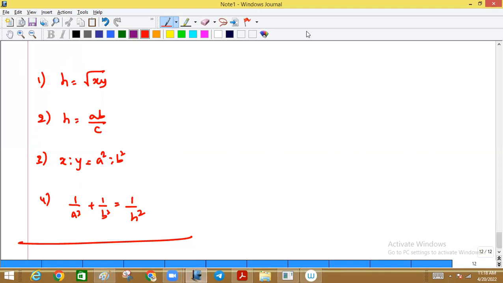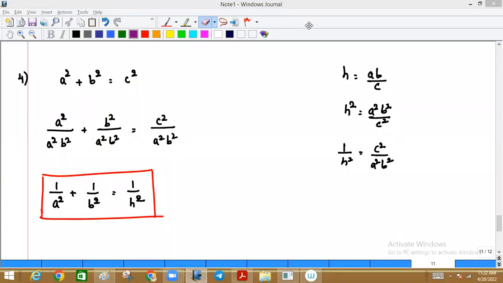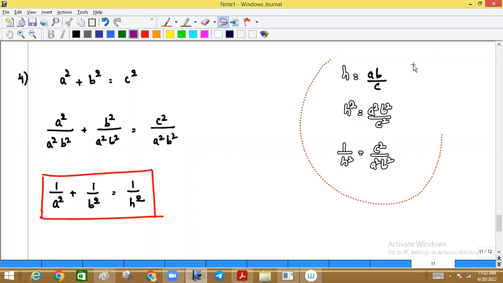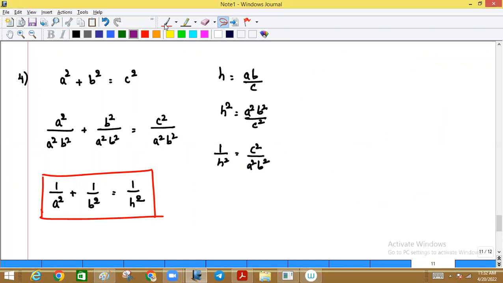Let's copy first. I can also give you what is X. X is equal to A square by C. What is C? C is root of A square plus B square. Y is equal to A square plus.